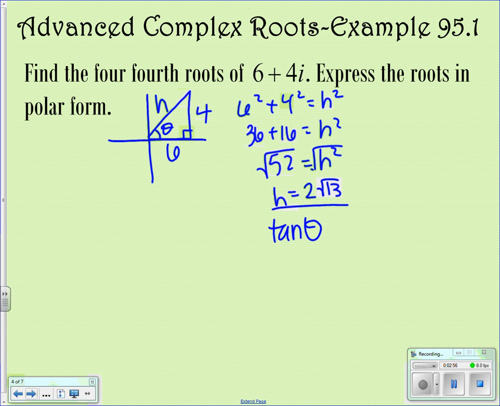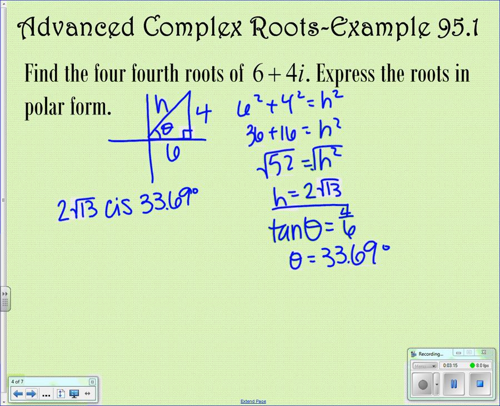Then you also have to find your theta. Our angle is going to be tangent of theta equals 4 over 6. And so your theta is actually going to be 33.69 degrees. And so we put that into CIS form. So we have 2 square roots of 13, CIS 33.69 degrees. And so that's the same thing as 6 plus 4i. It's just written in polar form.